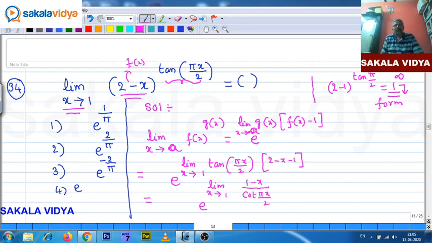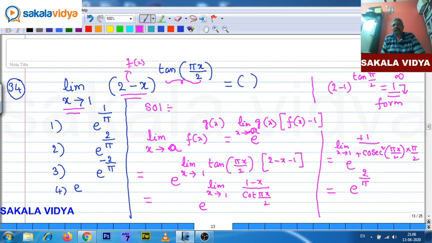Now, if you put the limit, you will get 0 by 0 form. You can apply L'Hospital's rule. The differentiation of 1 minus x is minus 1, upon the differentiation of cot, which is minus cosecant square of pi x by 2, into the differentiation of pi x by 2, which is pi by 2. So e to the power of limit x tends to 1; the minus minus gets cancelled, so we have 2 by pi times 1 over cosecant square of pi x by 2. If x is equal to 1, cosecant square of pi by 2 is 1. So you get e to the power of 2 by pi. So here the second option is the right option.